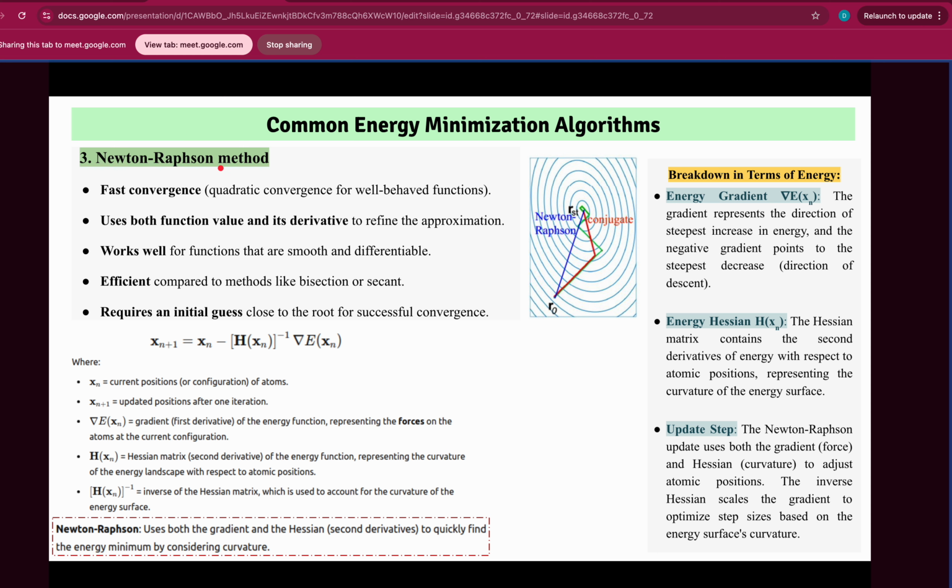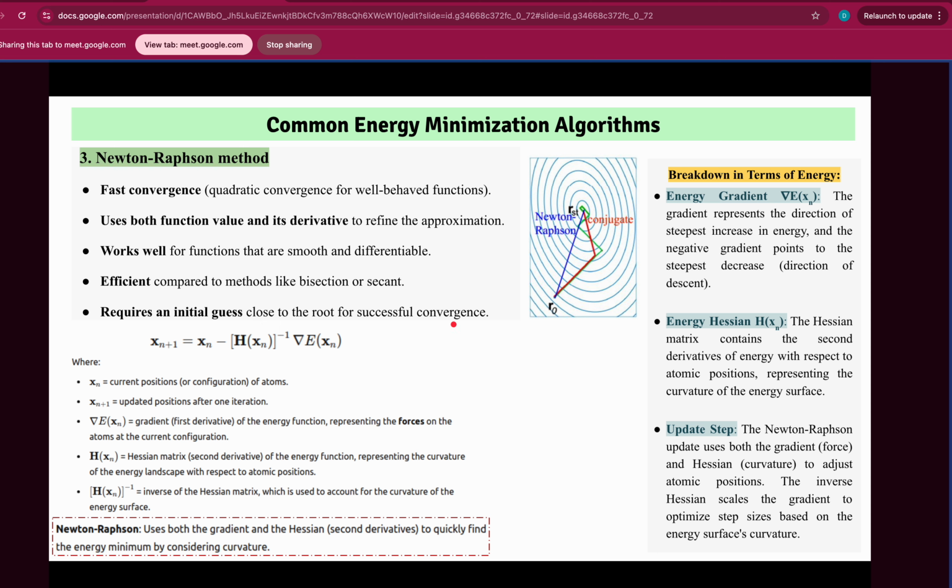Then the third method is the Newton-Raphson method, which is the fastest among all, with quadratic convergence for well-behaved functions. It uses both the function value and its derivative to refine the approximation, and it works well for functions that are smooth and differentiable. It is also efficient compared to other methods like bisection and secant, and it requires an initial guess which is close to the root for successful convergence.